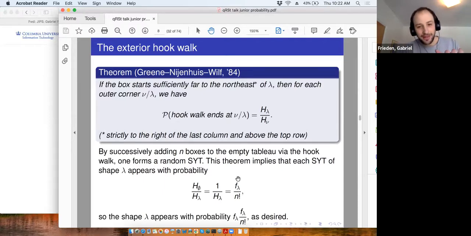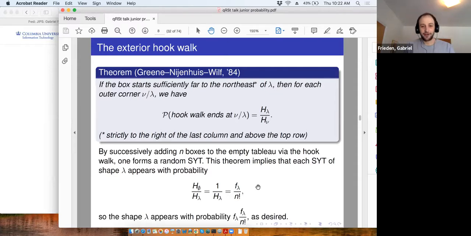So the probability that any specific tableau of shape lambda appears is this. And then since there's f lambda possibilities for a tableau of shape lambda, if I just care about the shape and not the way it grew, I get the Plancherel measure as the probability.